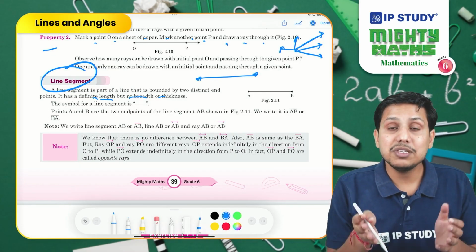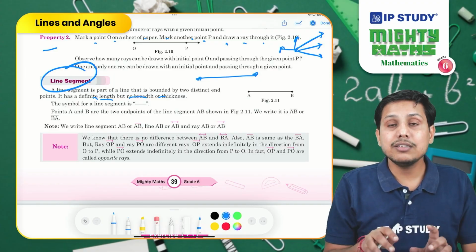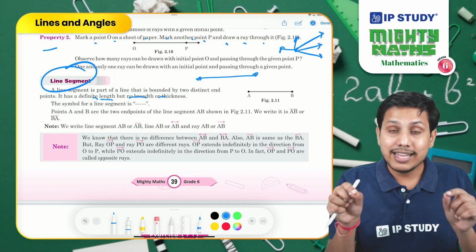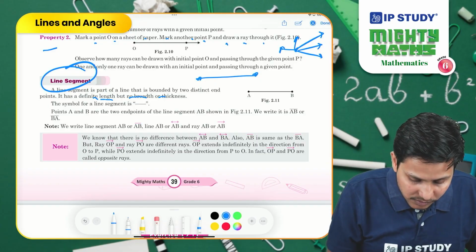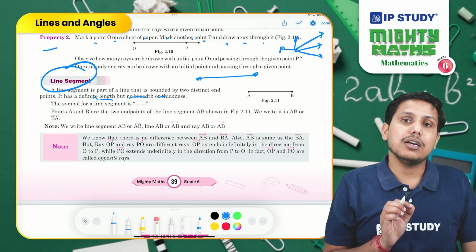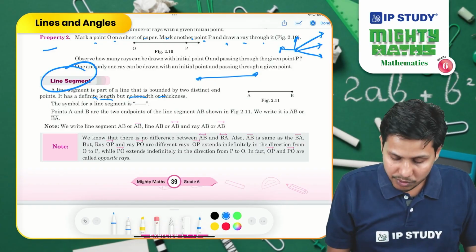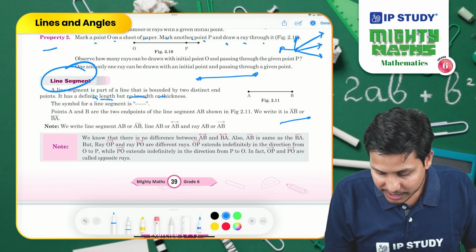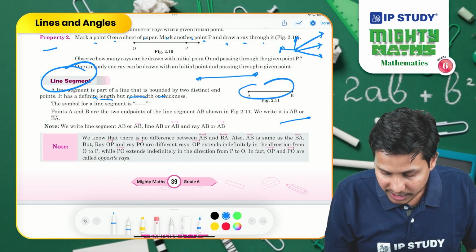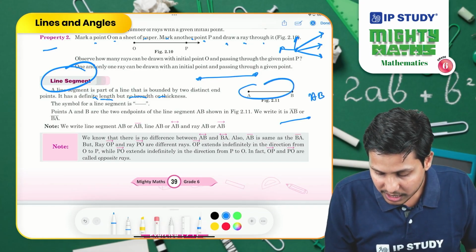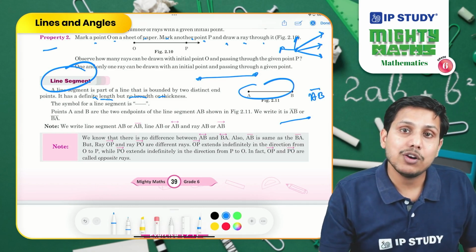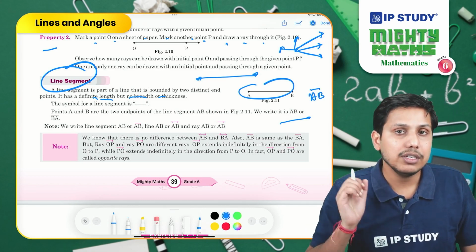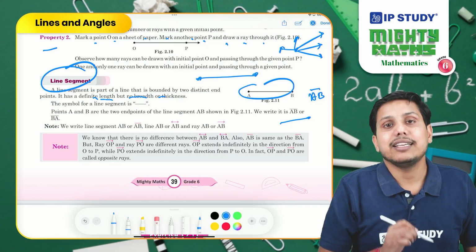It has a length, which means we can measure the distance or the length of the line segment that we have. Now, to name a line segment, let's suppose we have line segment AB like this, then we can name it AB with a line segment symbol over it, where we will not put any arrow on either side over it.